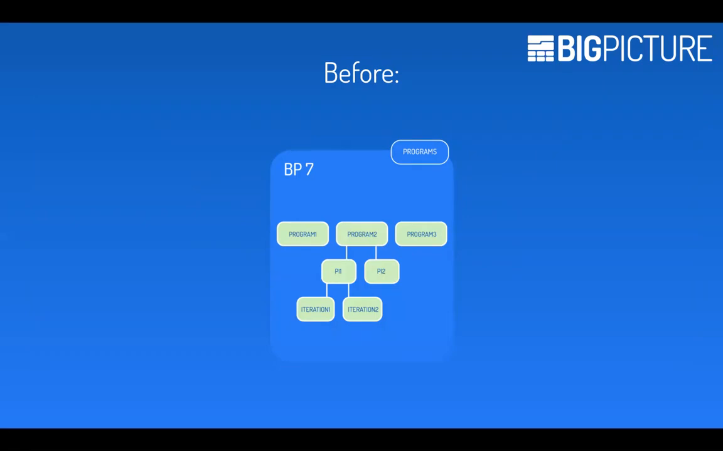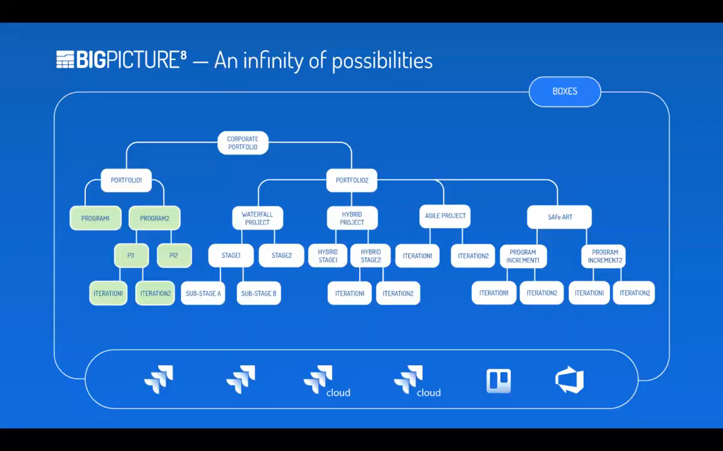Programs were basically the only possibility that the clients had. So the effect was that the ability of a company to comply with the project management methodology that it chose to adopt was seriously constrained. But Big Picture 8 came to resolve this problem once and for all by exchanging the old programs with the new boxes. This may sound like a very small step in terms of terminology, but this is actually a giant leap for portfolio management. And look at this image here. This is how boxes bring unprecedented flexibility.